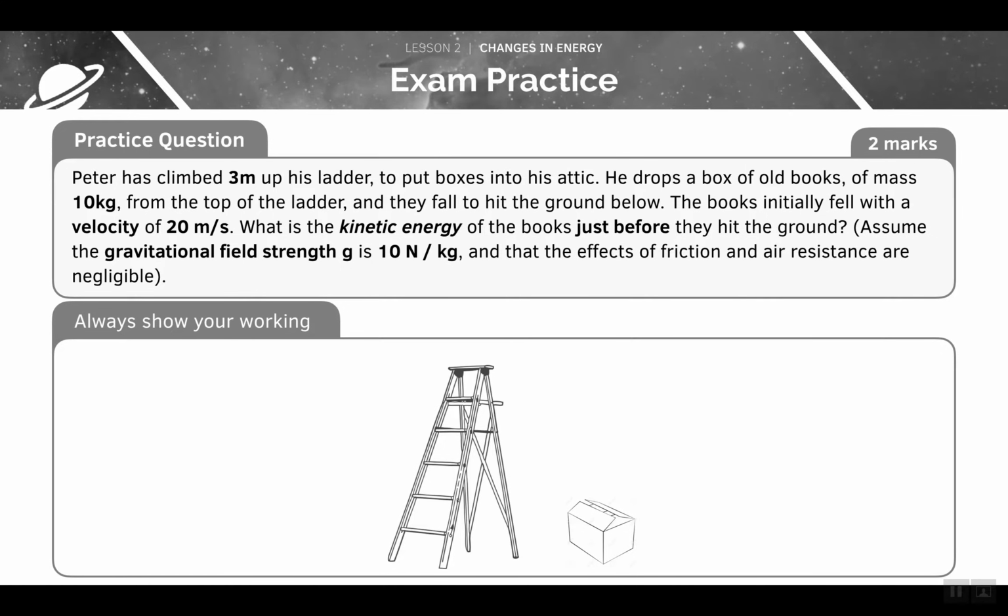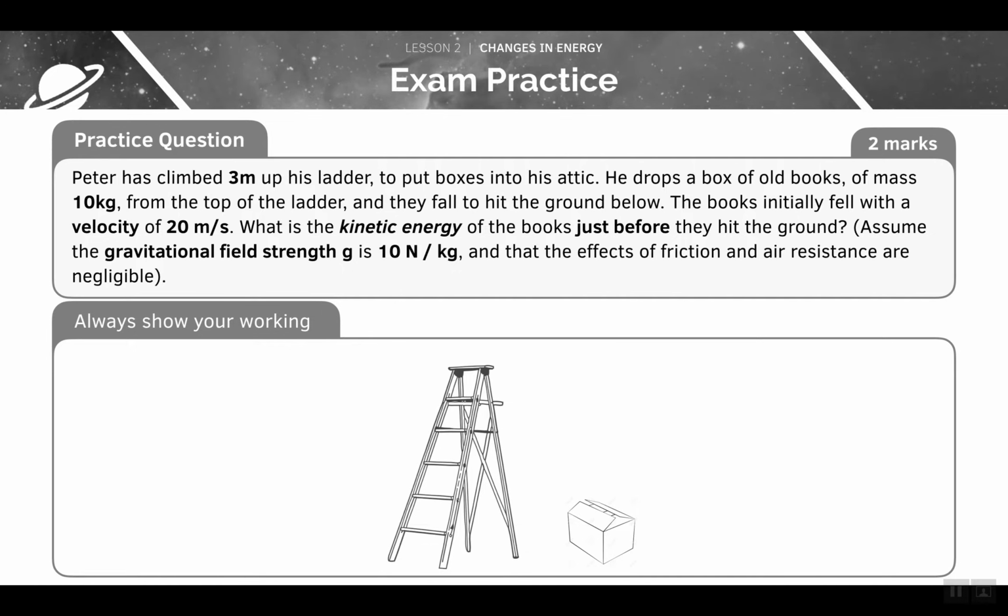Now we'll apply our knowledge to this exam question. Peter has climbed 3 metres up his ladder to put boxes into his attic. He drops a box of old books, of mass 10 kilograms, from the top of the ladder, and they fall to hit the ground below. The books initially fell with a velocity of 20 metres per second.